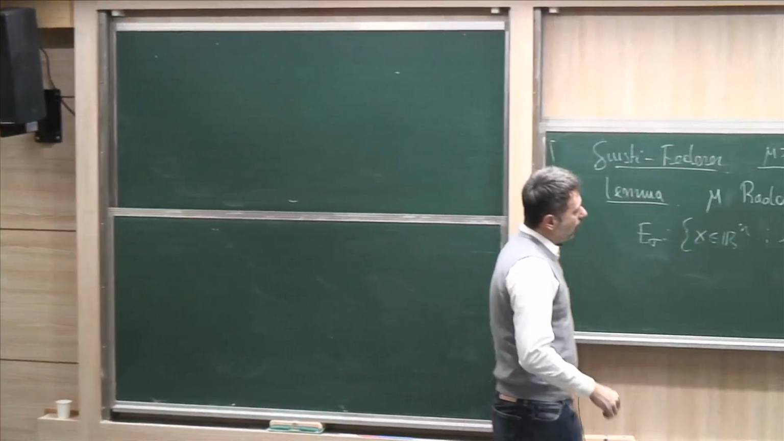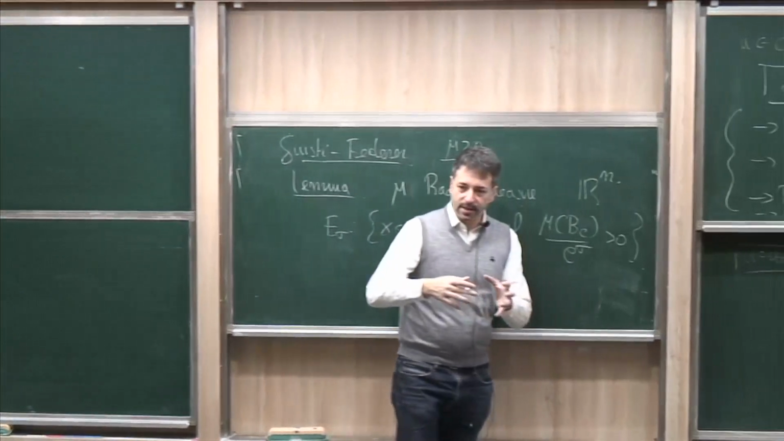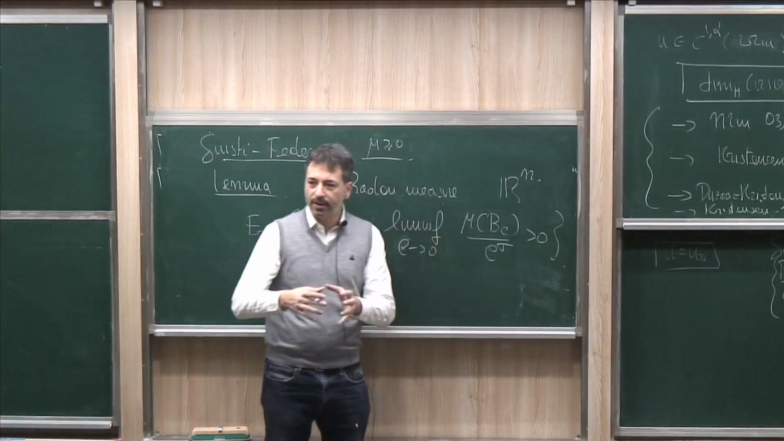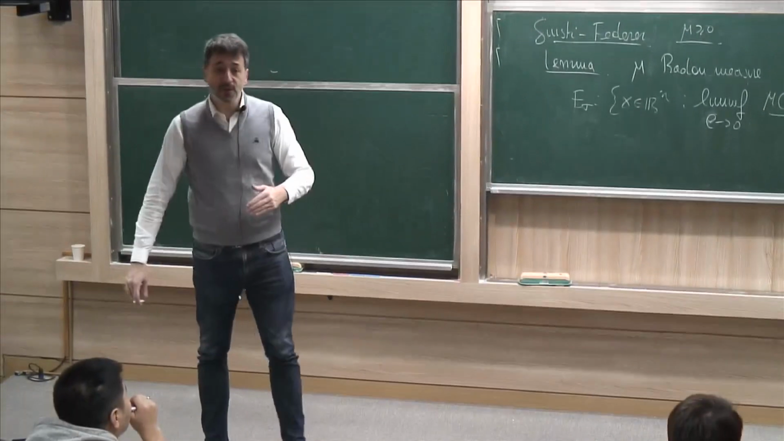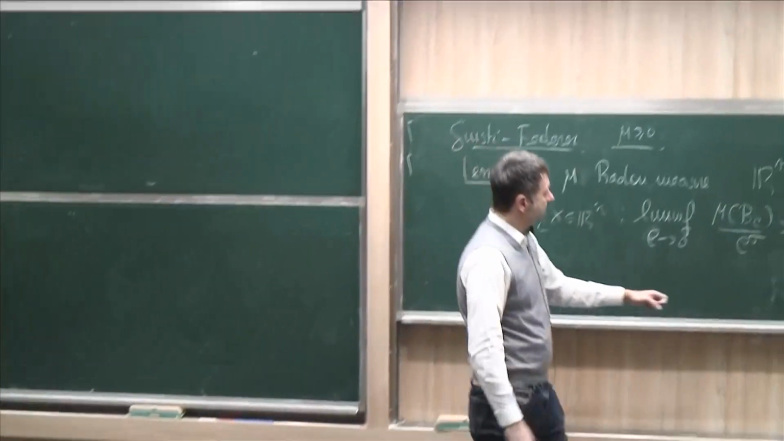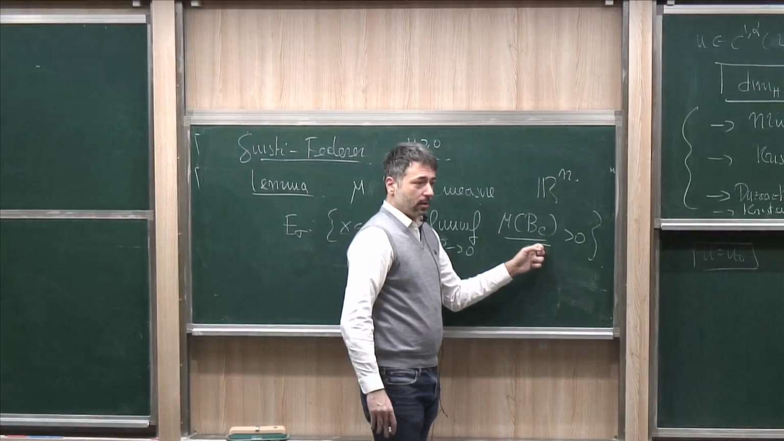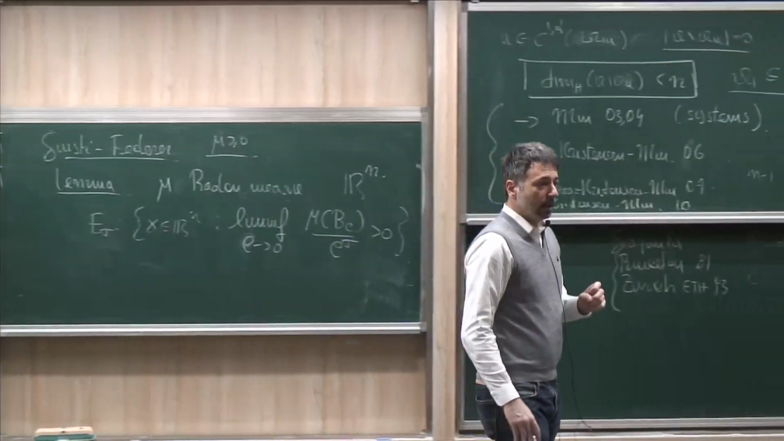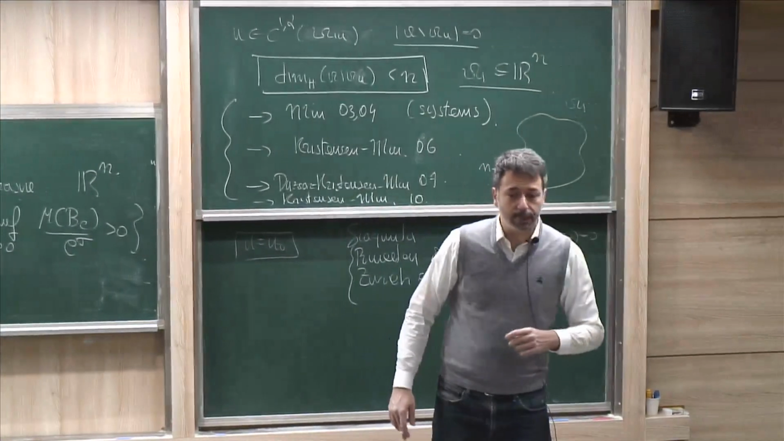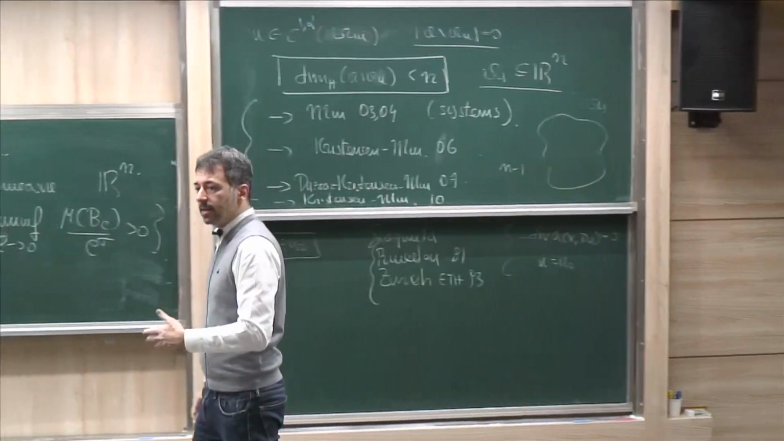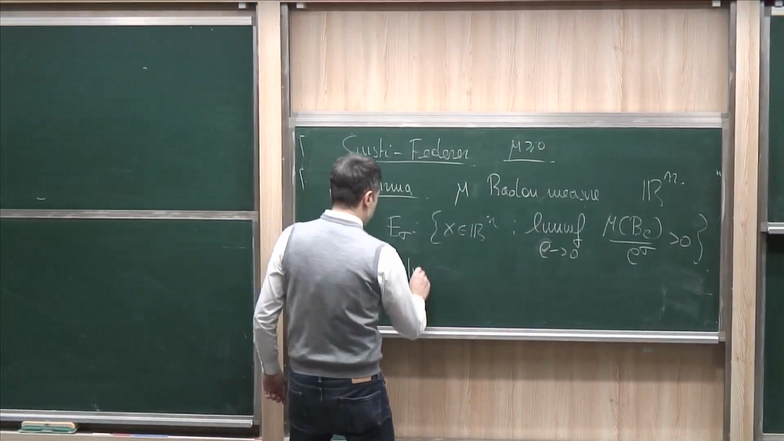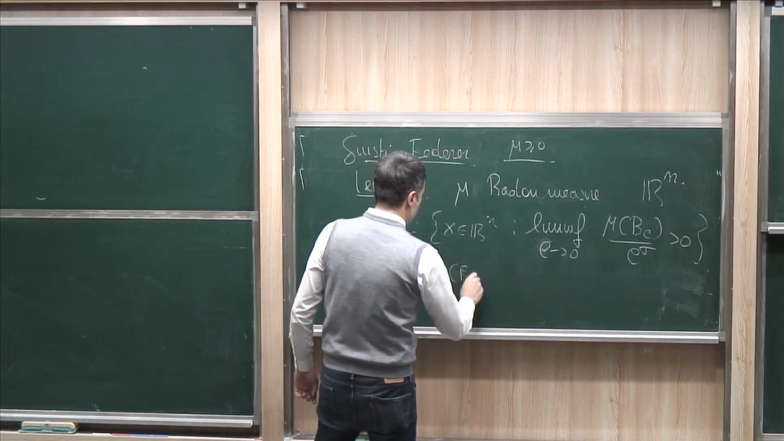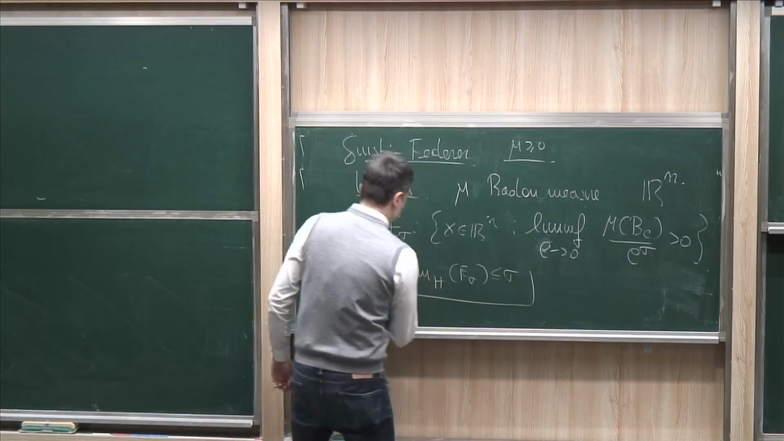So you want to know where the measure concentrates more than this. And of course, if sigma is larger, then this is an easier condition. Then the Hausdorff measure of this set is less than or equal to sigma.